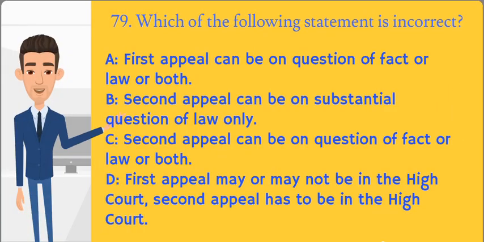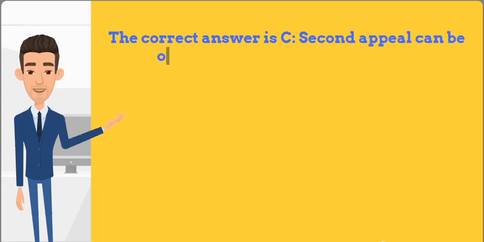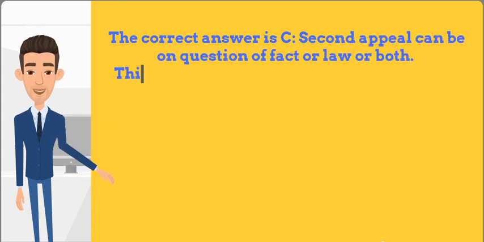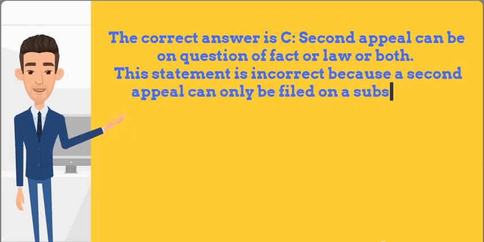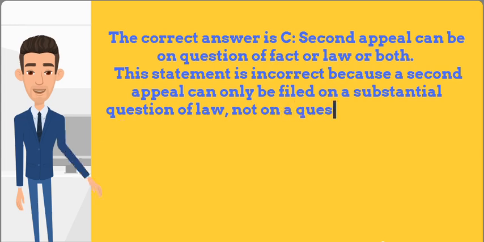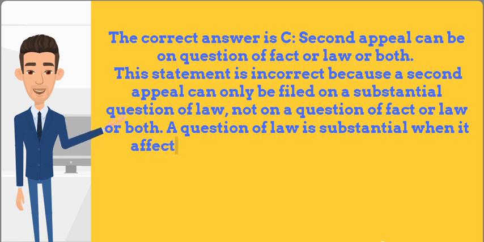79th question deals with appeals. Which of the following statements is incorrect? The correct answer is C. Second appeal can be on question of fact or law or both. This statement is incorrect because a second appeal can only be filed on a substantial question of law, not on a question of fact or law or both.